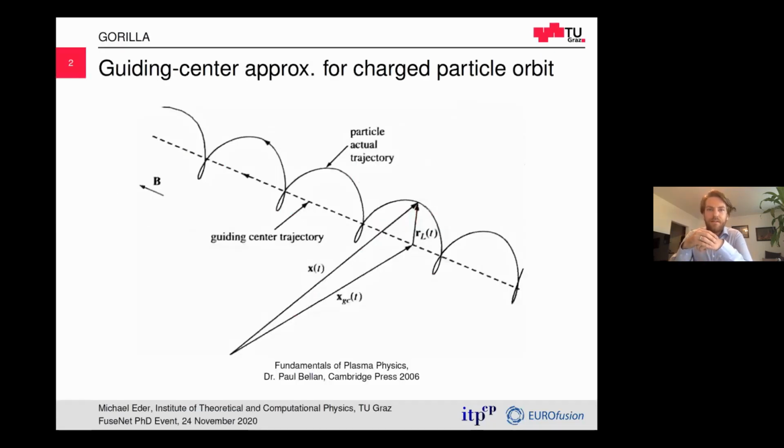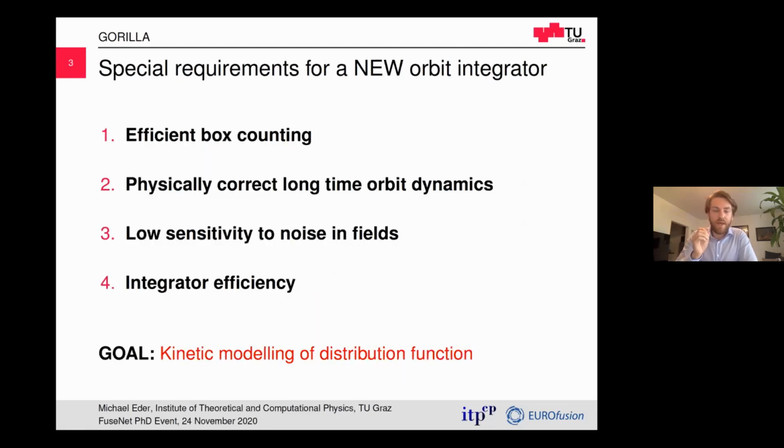So what is the guiding center approximation for charged particle orbits? In principle, we don't follow the actual gyration over the electromagnetic field, but instead we follow the guiding center, which can be more or less seen as an averaging over the gyro phase. But now we have very specific requirements. We want efficient box counting, we want physically correct long-term orbit dynamics, low sensitivity to noise in fields, and integrator efficiency. So we want to do that extremely fast.